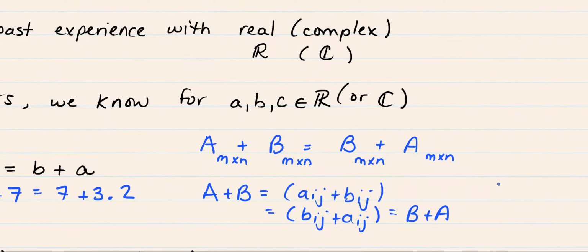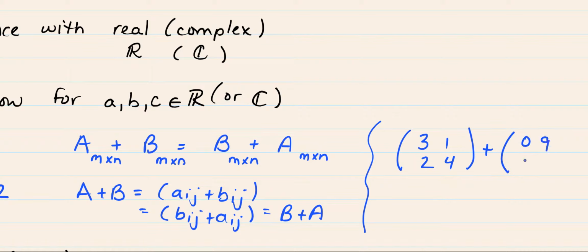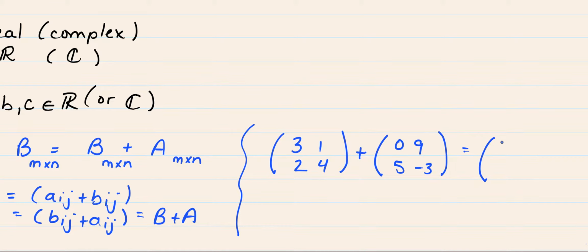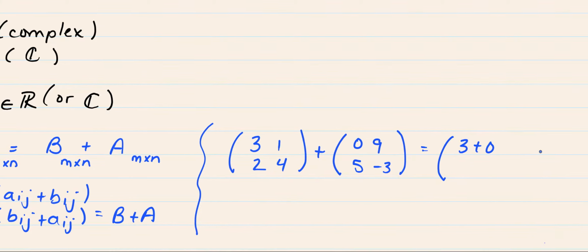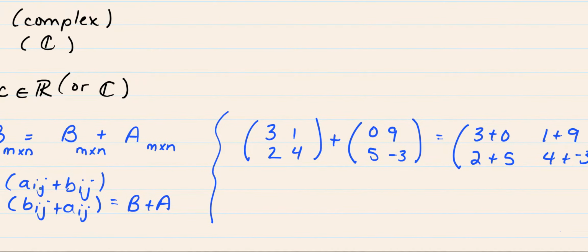Let me give you an example that will maybe clarify this. If A is the matrix 3, 1, 2, 4, and you add to it 0, 9, 5, negative 3. Adding these, you get 3 plus 0, 1 plus 9, 2 plus 5, 4 plus a negative 3. Exactly what I have here.